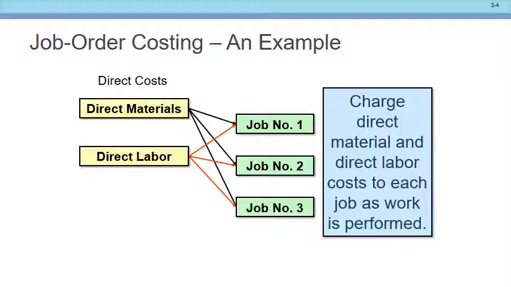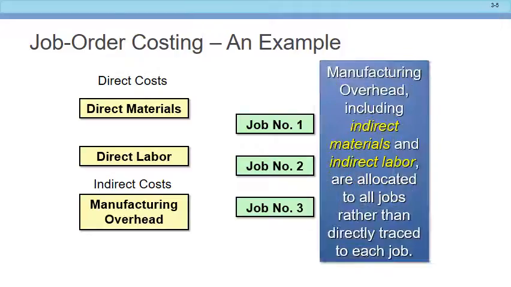And we see those going to these jobs. Now, all our manufacturing overhead is going to these jobs as well. However, we're going to have to apply the manufacturing overhead to these jobs. So our actual overhead will go into our manufacturing overhead account, but then we will apply the cost to these jobs using something called a predetermined manufacturing overhead rate.